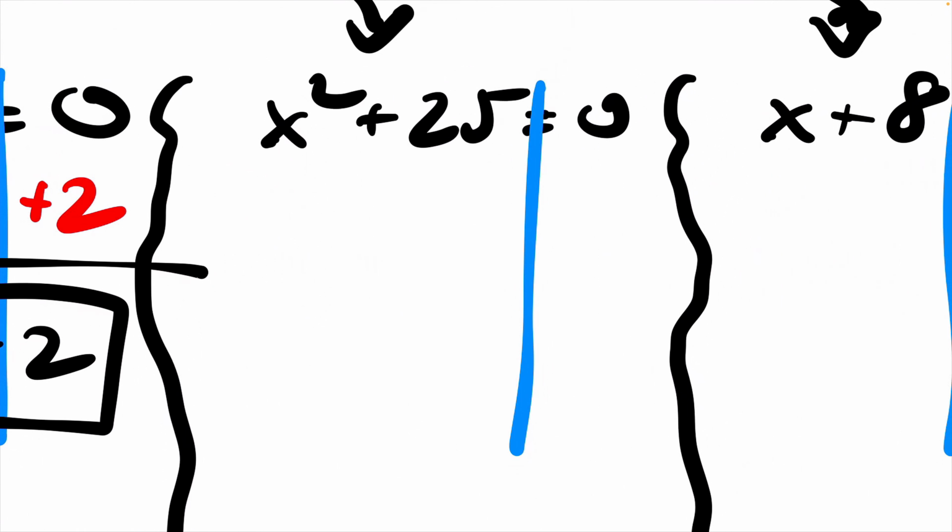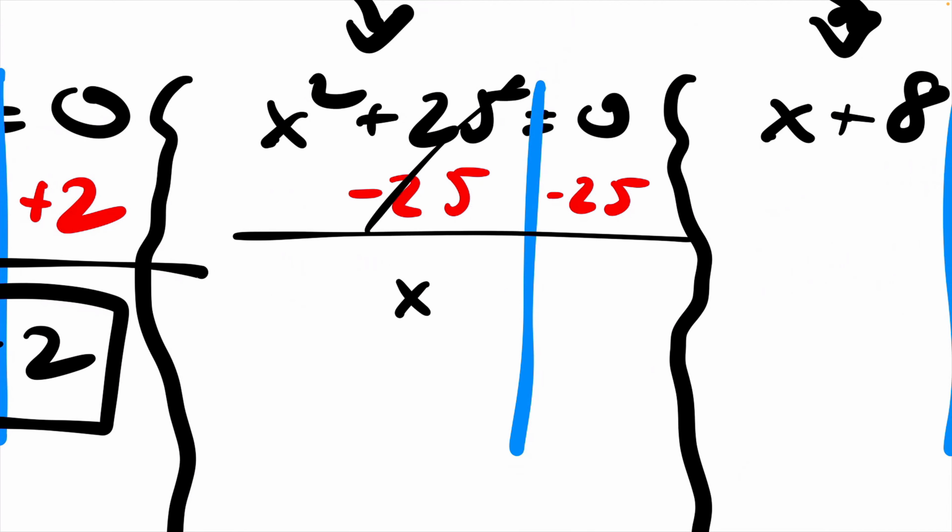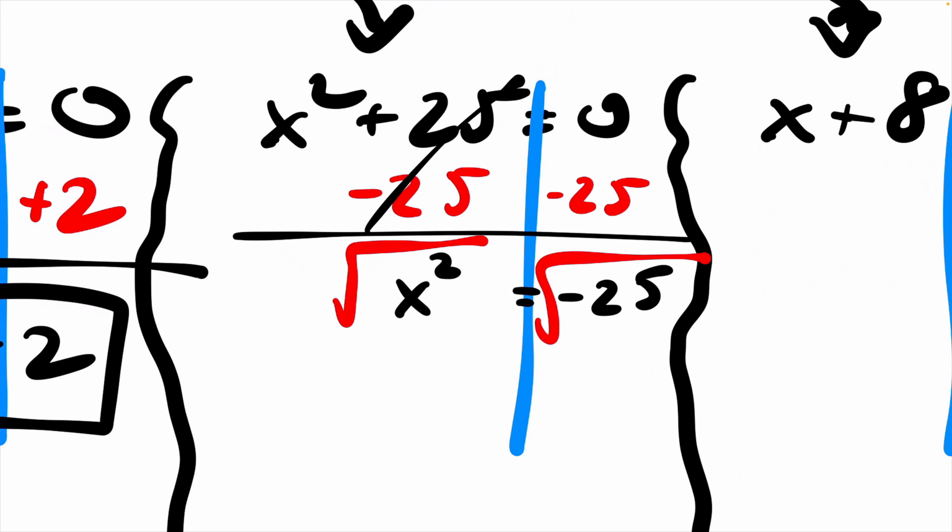First, I'm going to square root it, but before I do that, what do I got to do? Subtract 25, right? Definitely square rooting is what I'm going to do later, but not yet. So you get x squared equals negative 25. Now square root, right? The opposite of squared is square root.